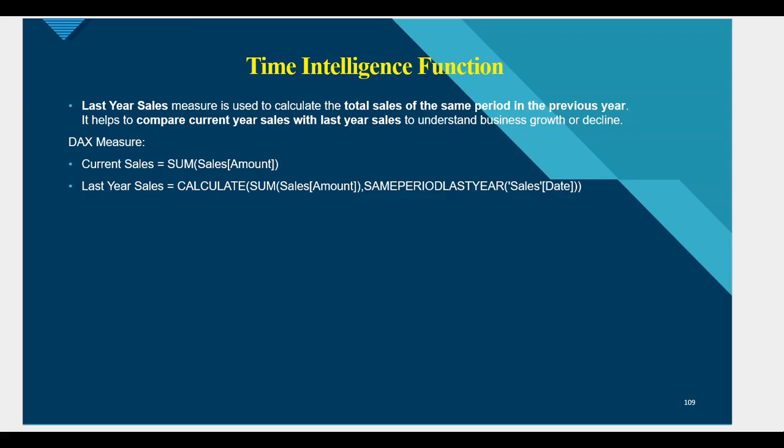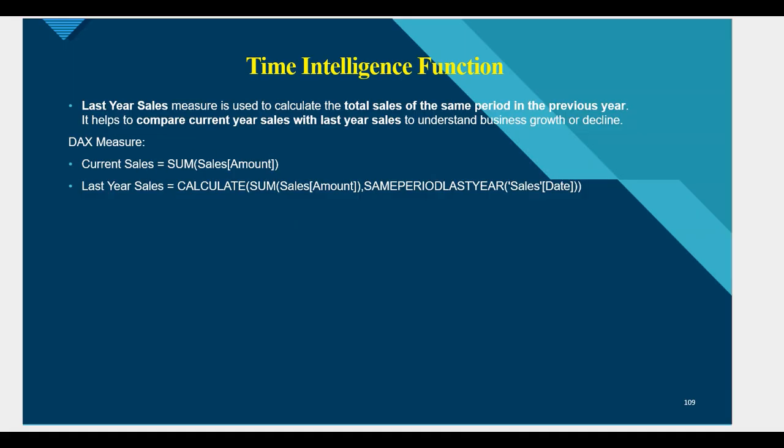In Power BI, it is used to compare the current data with the same period last year. This function works with the date columns and returns a table of dates shifted one year back. It is mostly used in sales and revenue analysis, and it helps to identify year over year growth. It is used inside the CALCULATE function, as you can see here, and requires a proper date table for accurate results. It is commonly used in reports and dashboards.